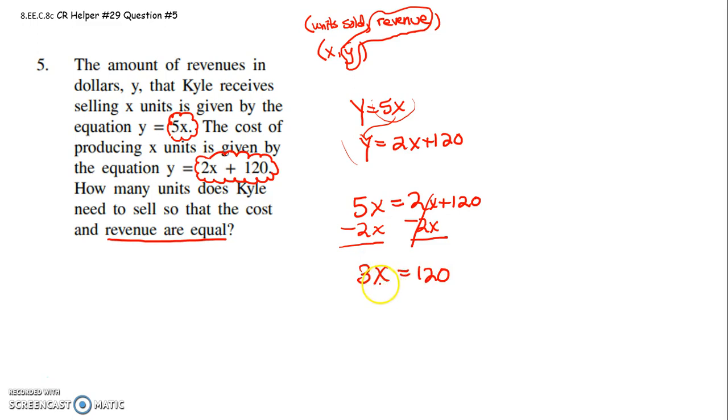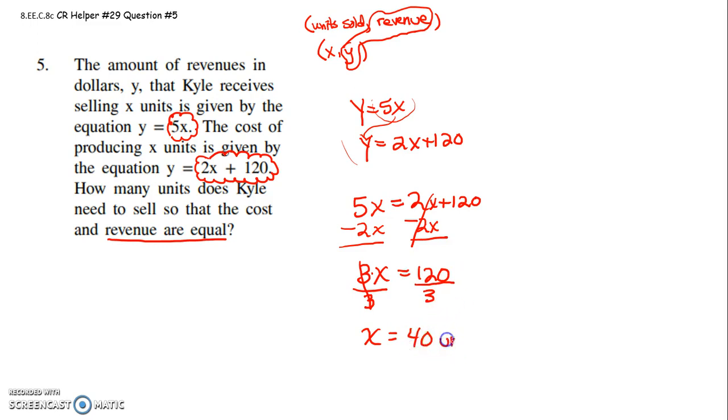What's the operation between the 3 and the X? Multiplication. How do I undo multiplication? I undo multiplication with division. Going to divide the left-hand side of the equal sign by 3. Therefore, I'll divide the right-hand side of my equal sign by 3. 3 divided by 3, fancy form of 1. X equals, use your calculator if you need to, 120 divided by 3 is 40.